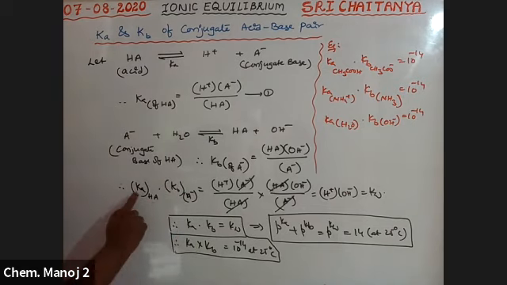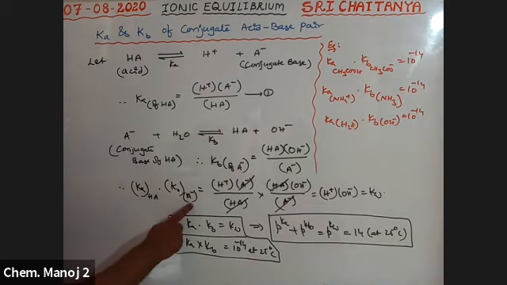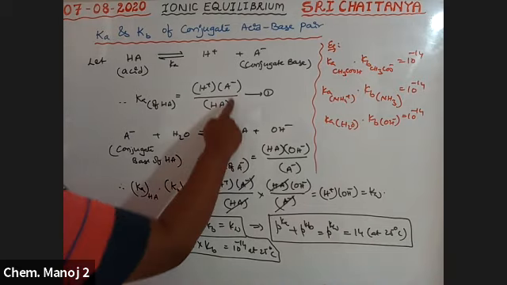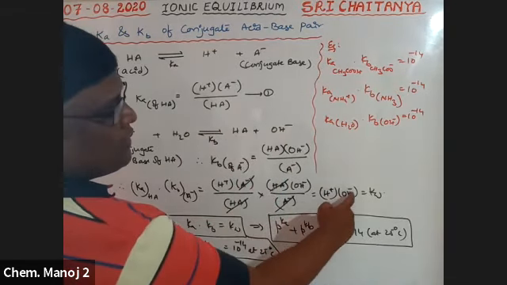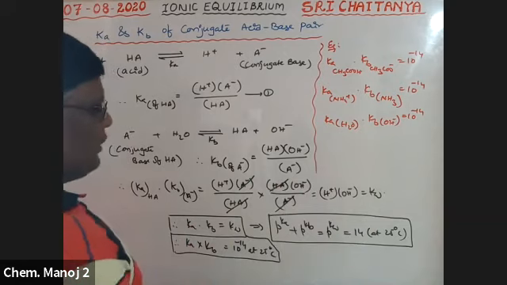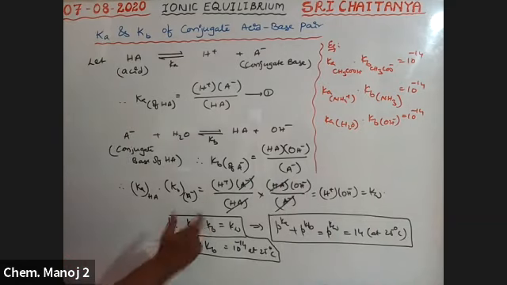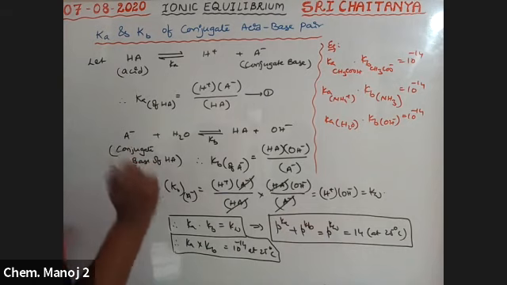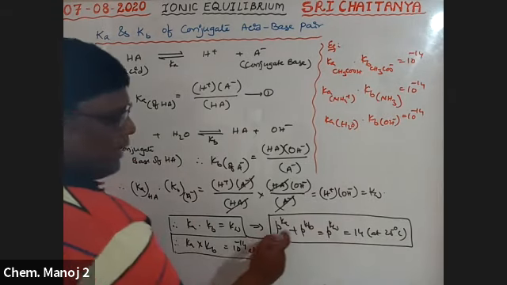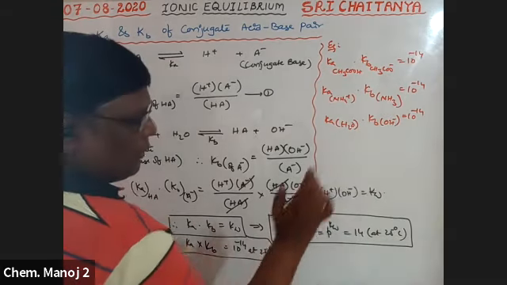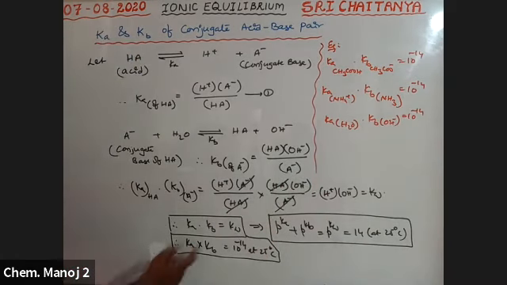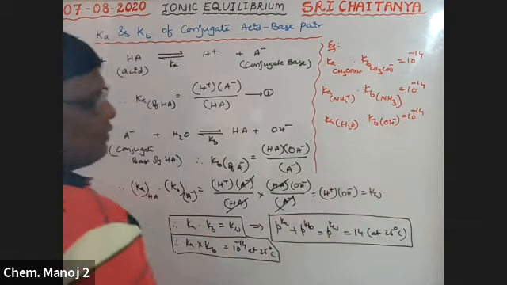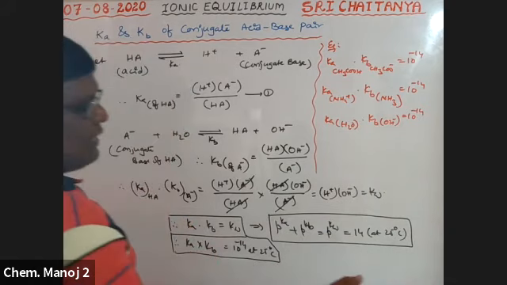Now I am trying to calculate Ka of HA into Kb of A minus. After cancellation, this gives H plus concentration into OH minus concentration, which is Kw. Therefore, Ka into Kb of a conjugate acid-base pair is equal to Kw, and pKa plus pKb is equal to pKw. This is for a conjugate acid-base pair. At 25 degrees centigrade, Kw is equal to 10 power minus 14, then pKw is equal to 14. Therefore, these values are applicable at 25 degrees centigrade.